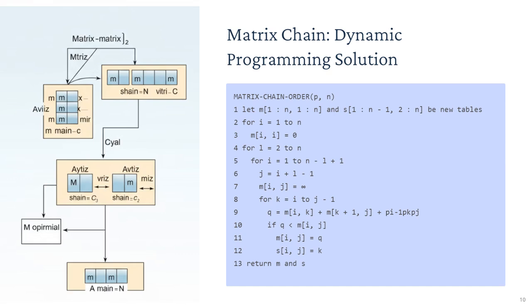This method has a time complexity of Θ(n³) and a space complexity of Θ(n²). Compared to a brute force approach that evaluates all possible parenthesizations, this dynamic programming solution is exponentially faster and practical for real-world applications. The matrix chain order algorithm exemplifies how dynamic programming transforms seemingly intractable problems into efficient, solvable tasks by leveraging overlapping subproblems and optimal substructure.